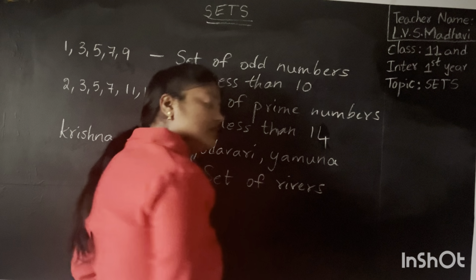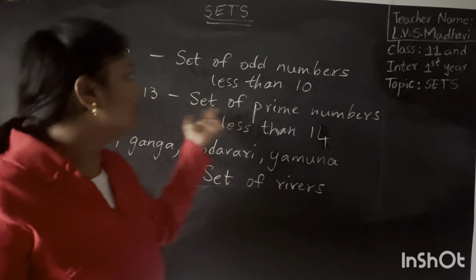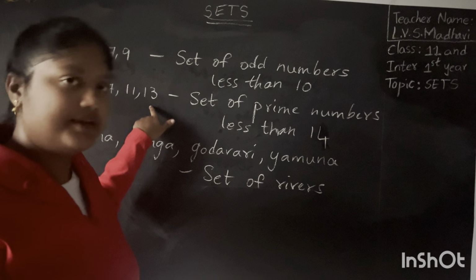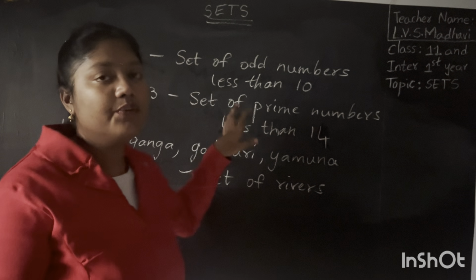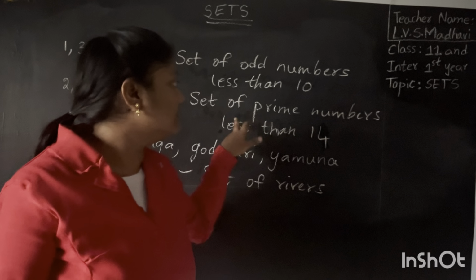Less than 14 also we get the same numbers. If we have written the set of prime numbers less than 15, also we get the same numbers. So like that we can correct this definition, a well-defined manner of definition is a set of prime numbers less than 14.